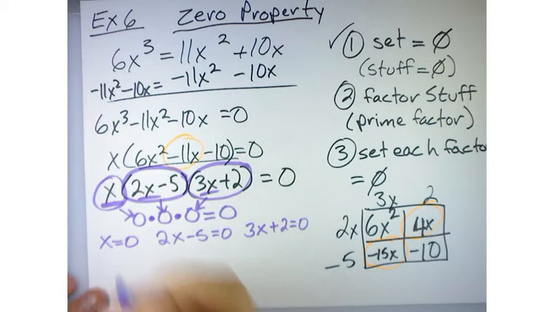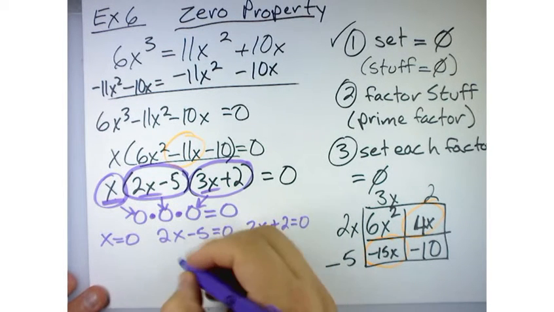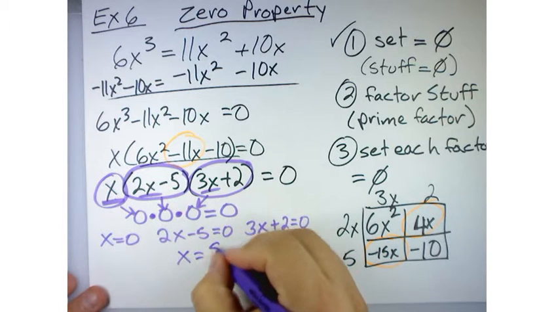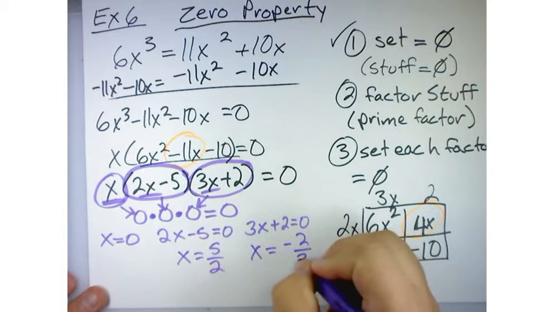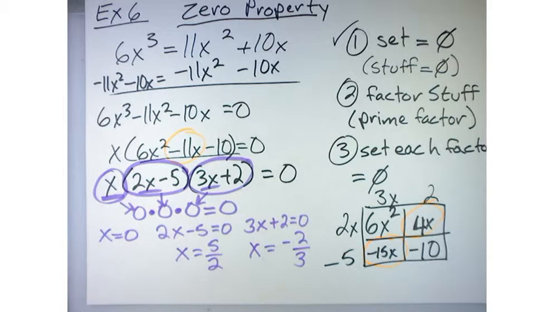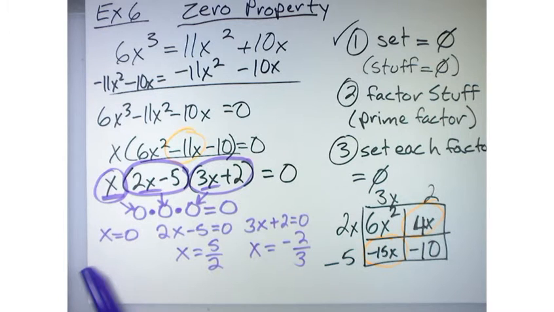So let's solve. Well, I've got the first one, x equals 0. The next one is going to be x is equal to 5 over 2. And then the next one is going to be x is equal to negative 2/3. Is that right? Check the book. Yep. Now how could I verify that? We did a lot of math. We think we did it correctly. How could I verify that?